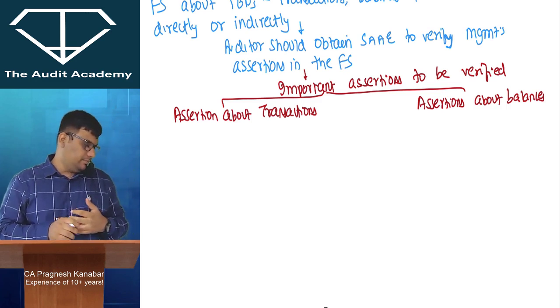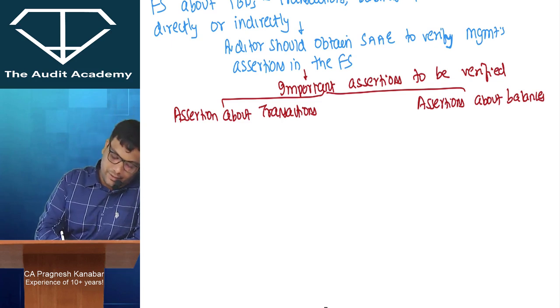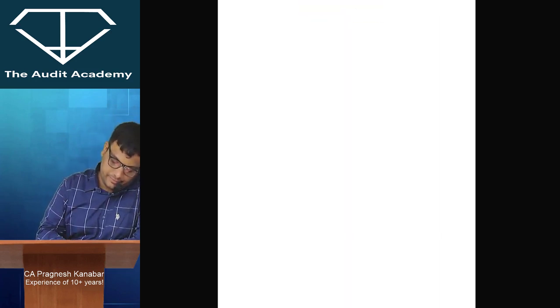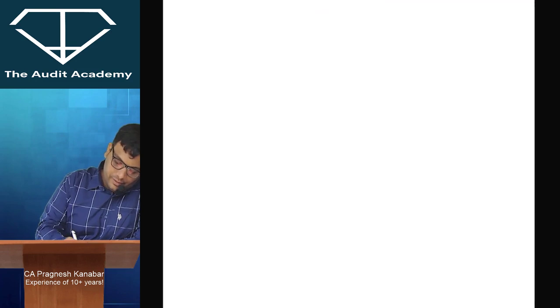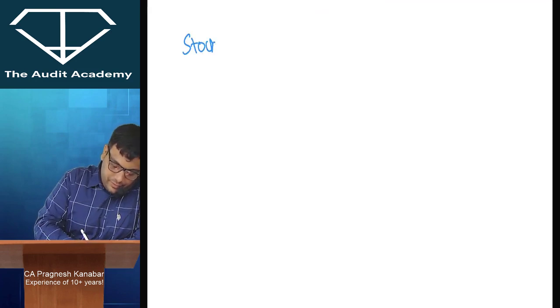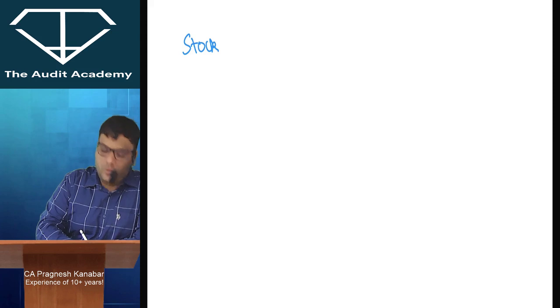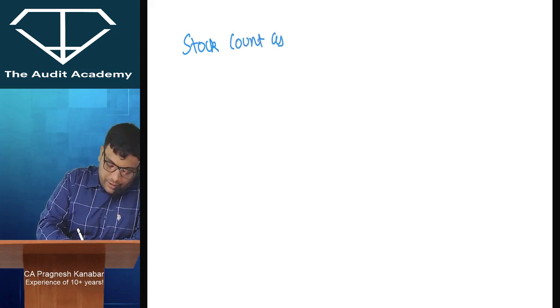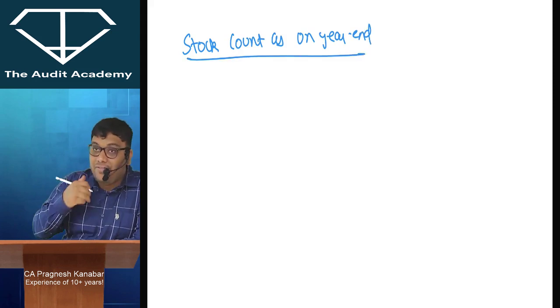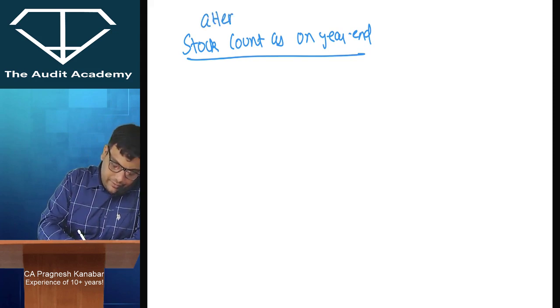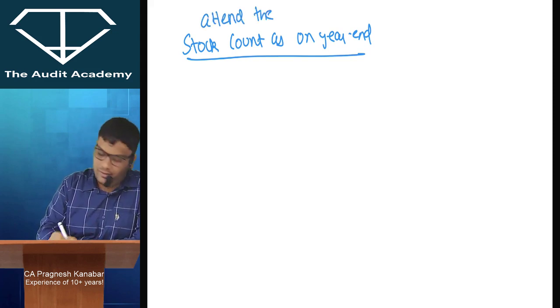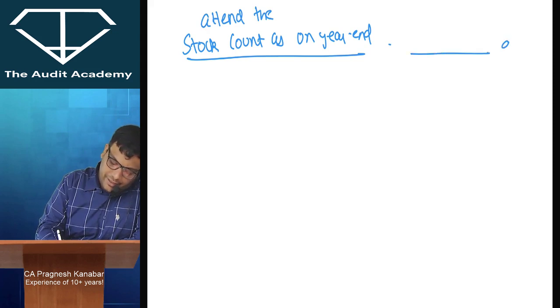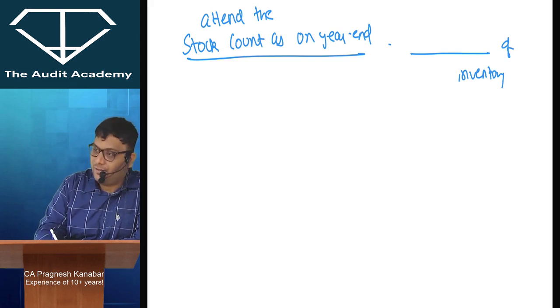Okay. So everyone over here, let me discuss practically. Tell me, the stock count as on year end, which is done by the employees, and we visit just for observation and inspection. When I attend the stock count as on year end, what am I trying to verify? Existence of inventory.